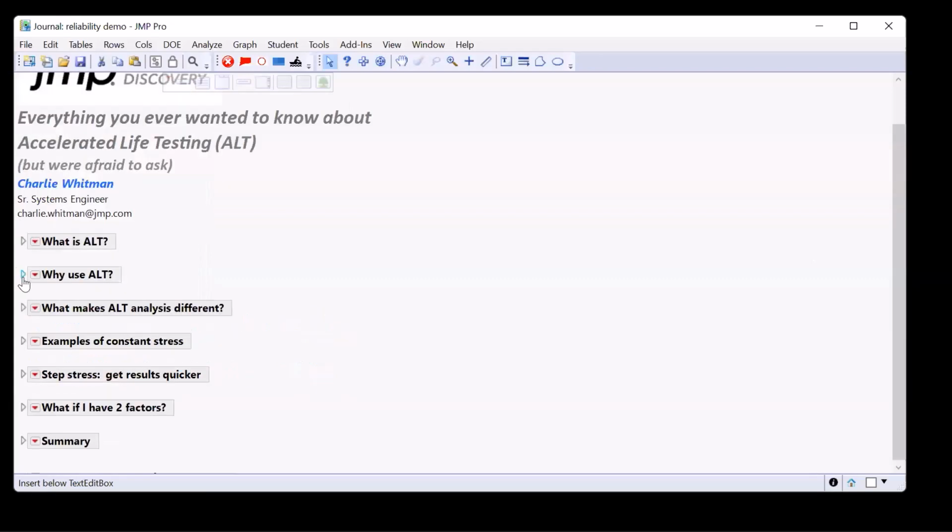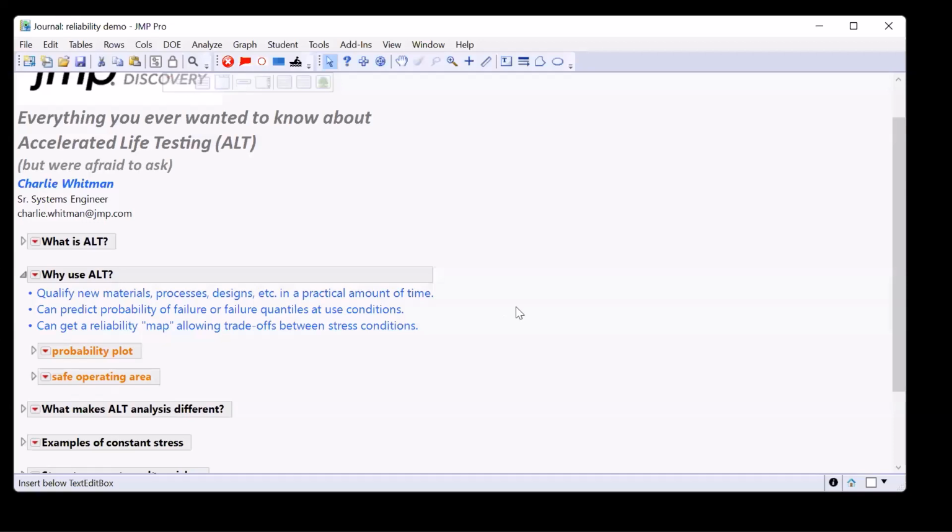So why would I want to use accelerated life testing? Well, we're always trying to qualify new materials or processes, designs, etc. And we want to do this in a practical amount of time. Sometimes the expected life of a product is so long, it doesn't make any sense to try to test at use conditions. You want to test at some high stress and then extrapolate to use conditions. Another cool thing you can get from ALT is you can make predictions. So I can predict the probability of failure or the failure quantiles at use conditions from my high stress data. And I'll show how to do that.